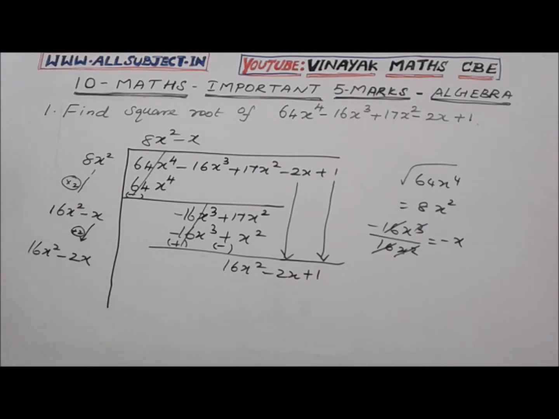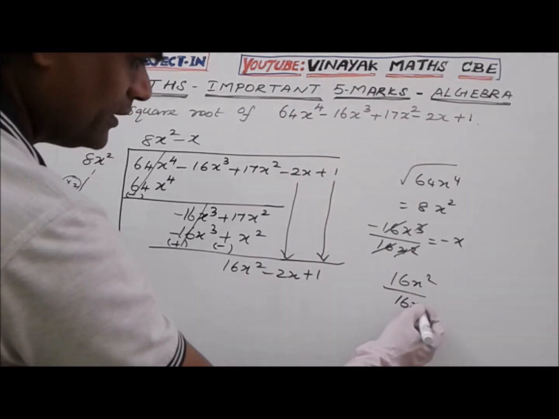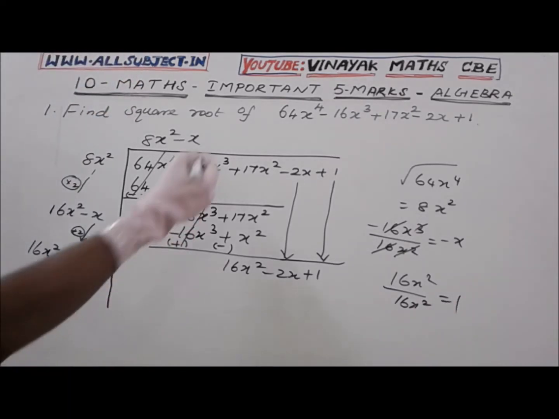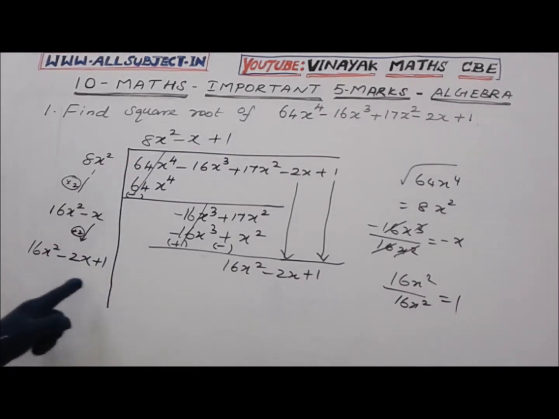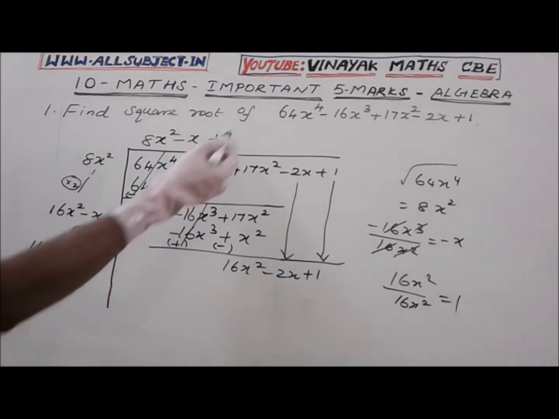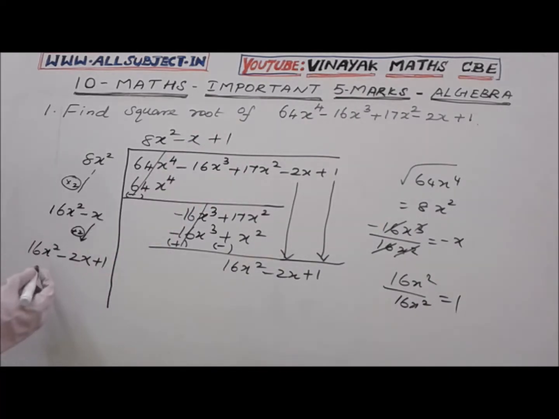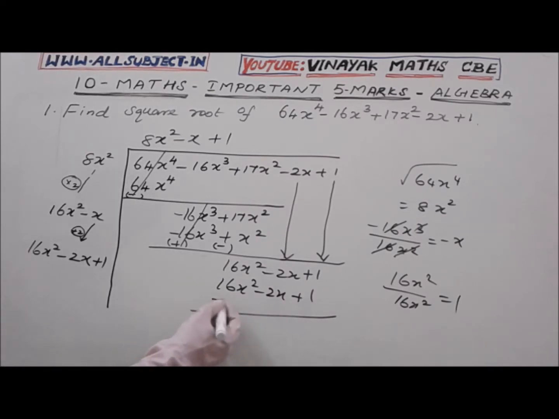Now divide the first term by first term. 16x square divided by 16x square equals 1. So adding 1 here and there, in the quotient and here also. Now multiply this 16x square minus 2x plus 1 by this 1. We will get 16x square minus 2x plus 1. Now subtracting, all the terms get cancelled, which is equal to 0.